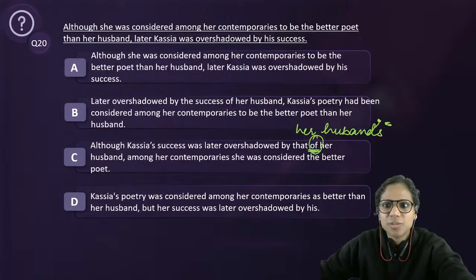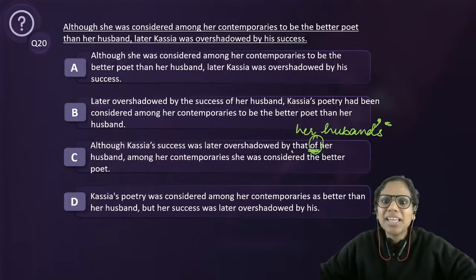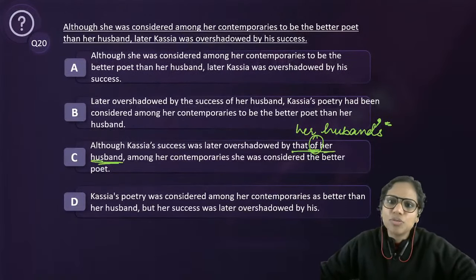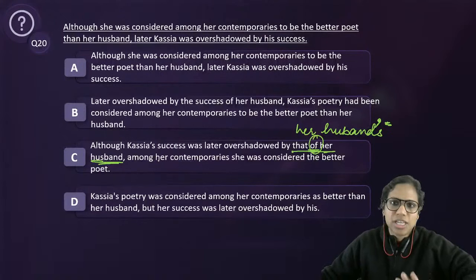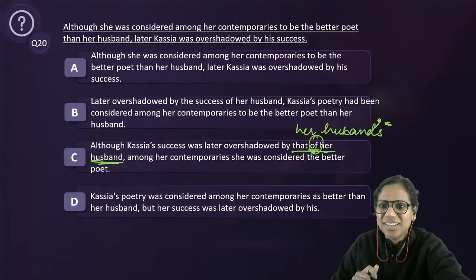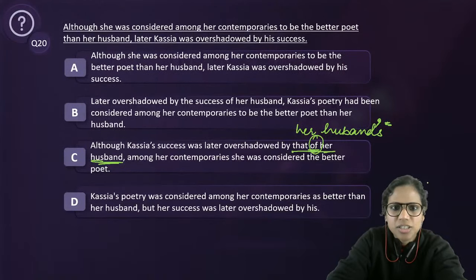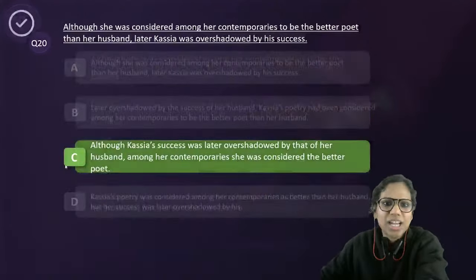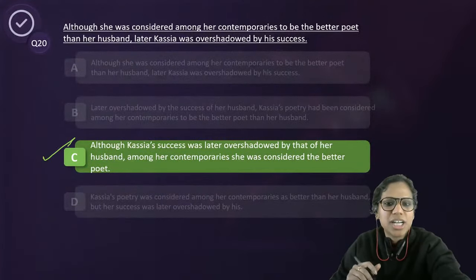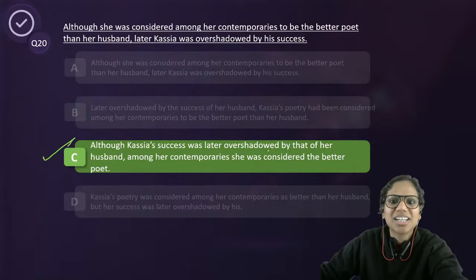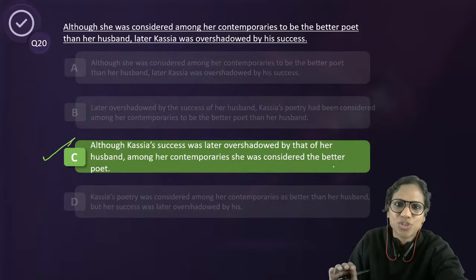Okay, by her husband's. That is fine. Or by that of her husband. Once you've used "of", you will not repeat apostrophe s here. Okay, perfect. So I'm assuming this is clear to everyone and you now understand why C is the answer. This is the best out of the lot and in fact this is making the correct comparisons using the correct prepositions.